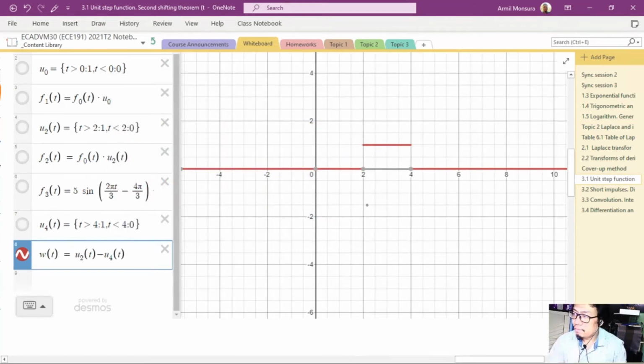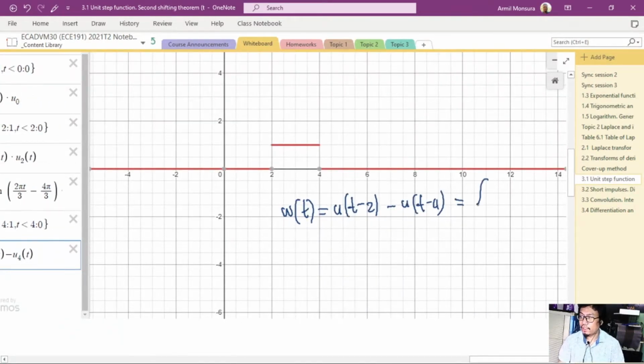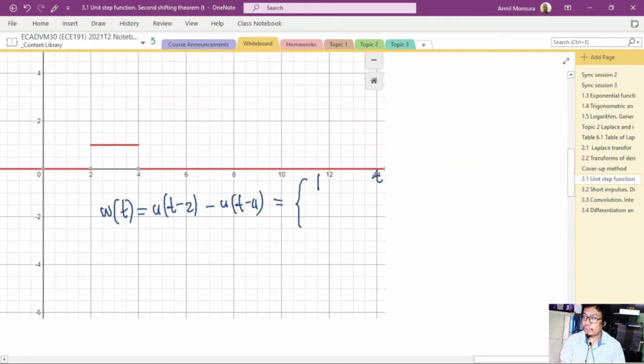Okay, so this window function, let's call it w of t, is formed by subtracting u of t minus 2 minus u of t minus 4. And this difference is essentially 1 when your t is between 2 and 4, and is 0 otherwise. Meaning out of this interval, your function is 0. So you now have here a rectangular pulse.